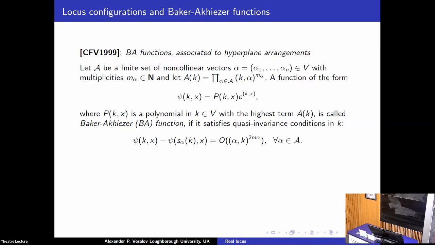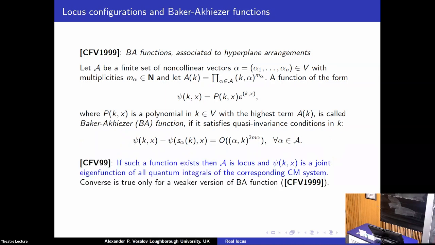So it's a KP polynomial. It has a very special form. It's polynomial in K, times exponential of KX, right? Polynomial in K with just the highest term this, and then rational in X, right? And you demand the same quasi-invariance property. And if it's satisfied, which is a kind of miracle, because it's overdetermined, then it must be an eigenfunction of the corresponding Calogero-Moser system. Then you solve the quantum Calogero-Moser system, basically.